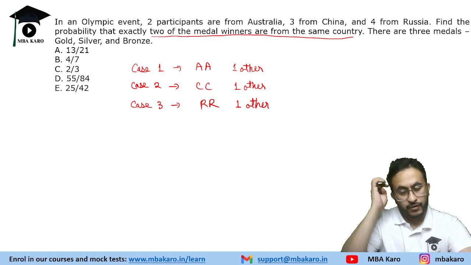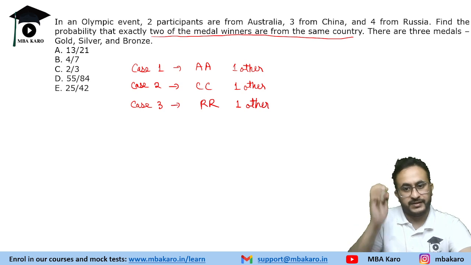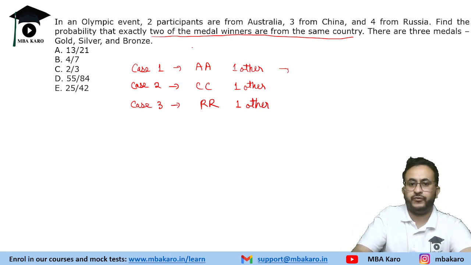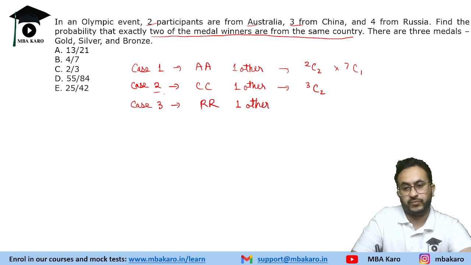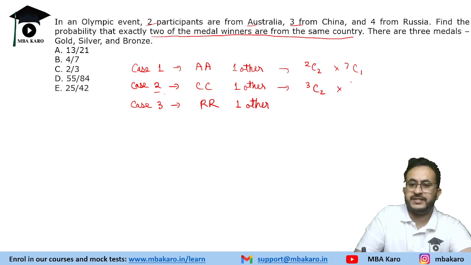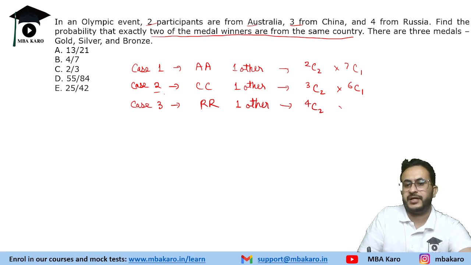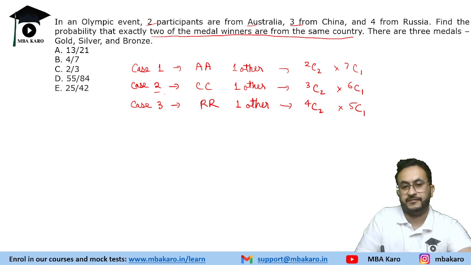Okay. Now, how do we get the number of ways? For 2 from Australia, we have to select 2 out of 2, so 2C2, and from the 7 others, we have to select 1. If we have to select 2 people from China, there are 3 people, so 3C2, and from the 6 others we need to select 1 more. Then for Russia, 4 people are there and we need to select 2, so 4C2, and from the remaining 5 people, we select 1.